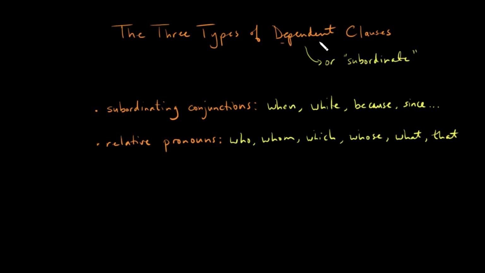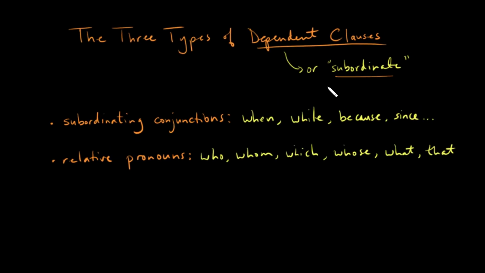When we talk about dependent clauses or subordinate clauses, we can actually talk about three specific types. And so in this video, we'll just quickly review what these three different types are. Now, just to refresh our memory, a subordinate or dependent clause is a clause that has a subject and a verb, like every clause, but it also has some kind of word like a subordinating conjunction or a relative pronoun that makes it so that that clause cannot stand by itself.